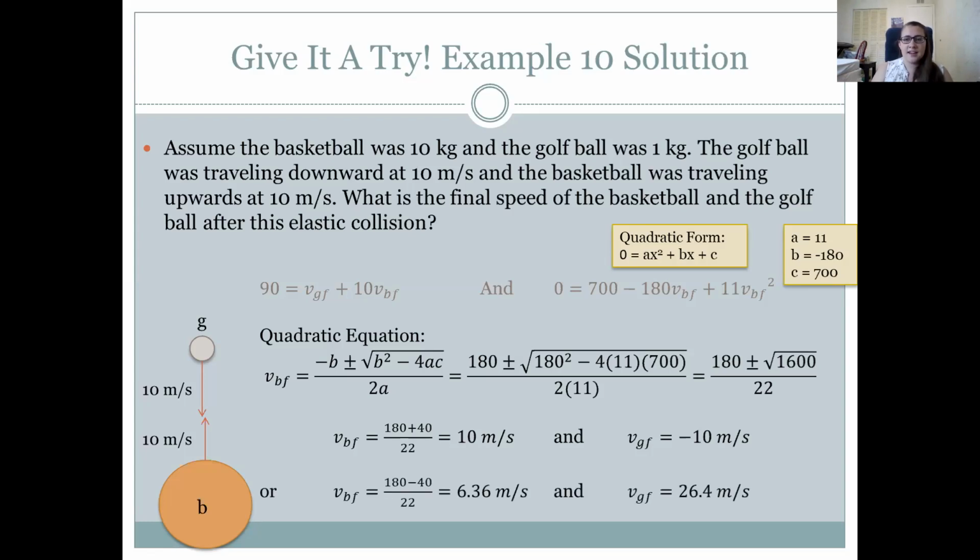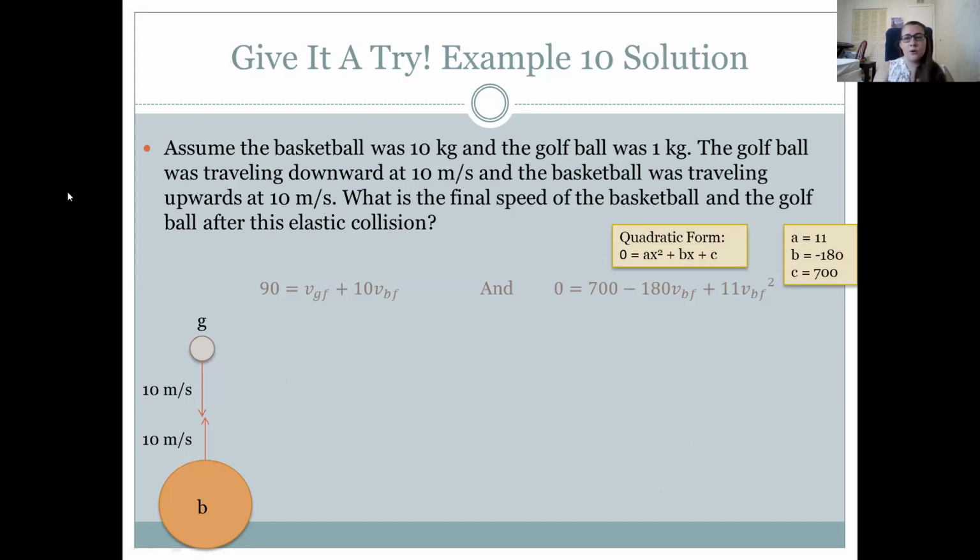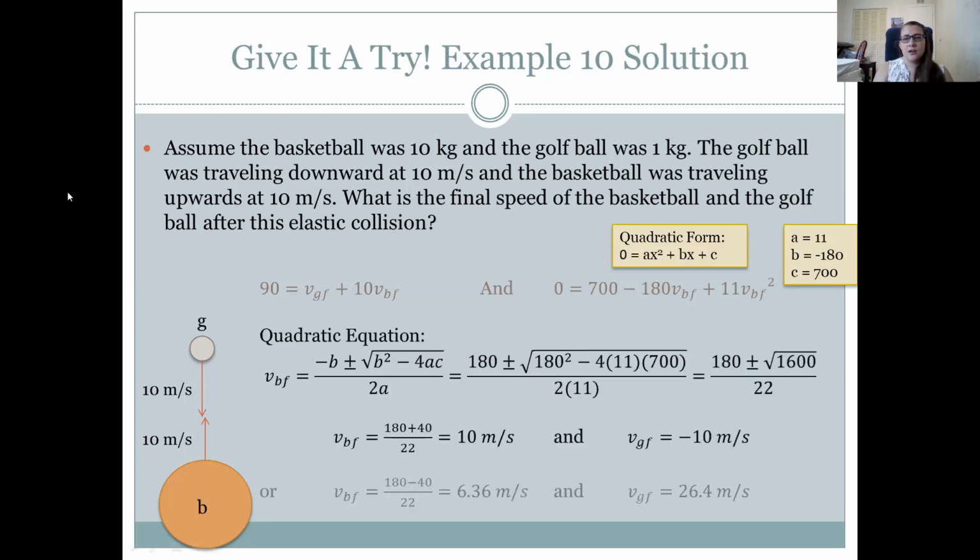Or if we take 180 minus 40 over 22, we get a velocity of 6.36 meters per second. So when we take that and we plug it into the 90 equals equation, we end up with a VGF of 26.4 meters per second. So, which one is correct? What do you guys think? Which one is correct?